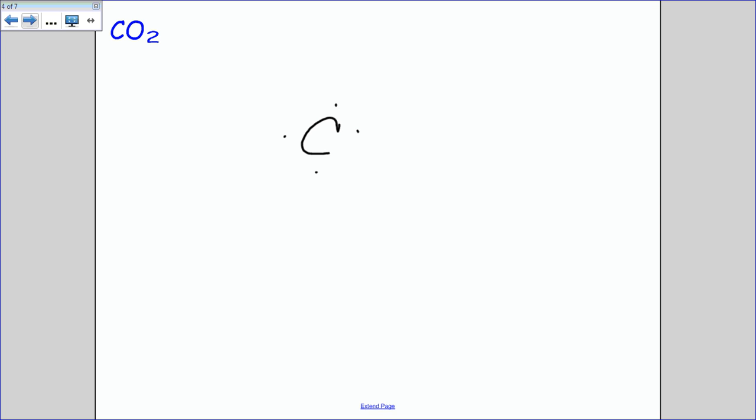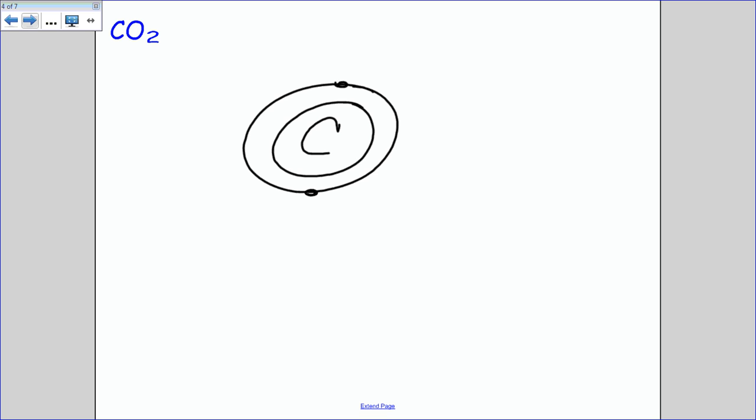Maybe you didn't. Okay, so what I'm going to do is just show you. I'm just going to put carbon there as my nucleus. I'm not going to do the protons and all that stuff. The first energy level, remember, has 2, and carbon is number 6, right? So that means it's going to have 4 in its outer shell. Everybody doing it like that? Are you okay?